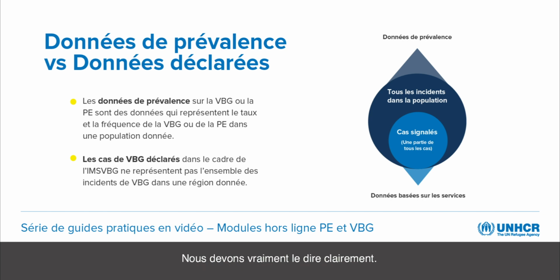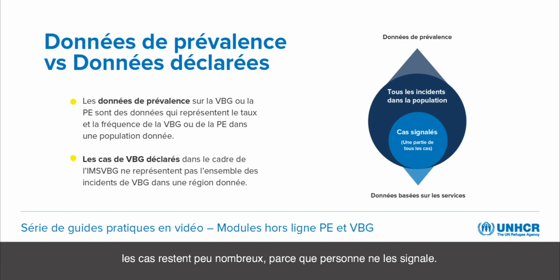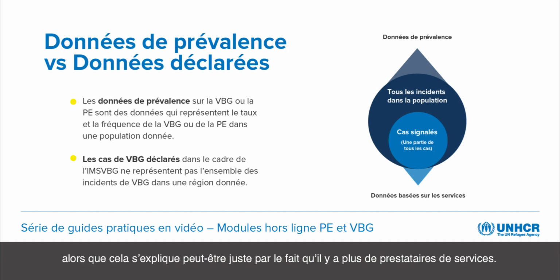We actually need to say that because it can shoot us in the foot when people see our information and think that it is representative of what's happening. We know that if there are no service providers here, the cases are going to be low because no one's reporting, whereas they might think, oh, there's just no GBV here. Or in some contexts, when we start opening up a whole bunch more centers and we see the numbers go up, people will say, oh, the GBV is rising here, when it's just that maybe there are more service providers.